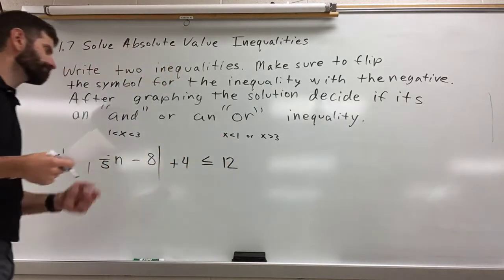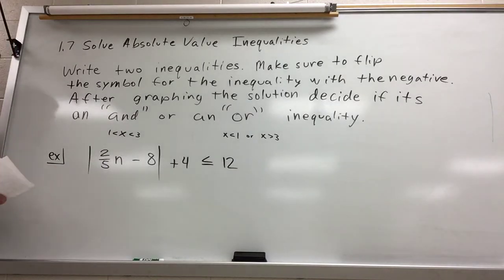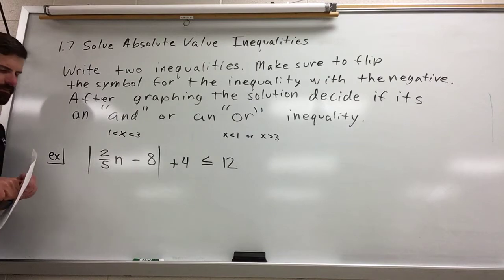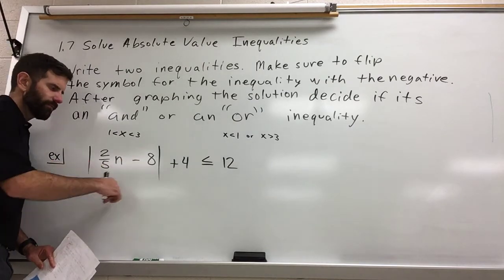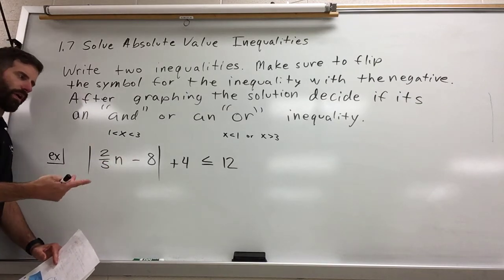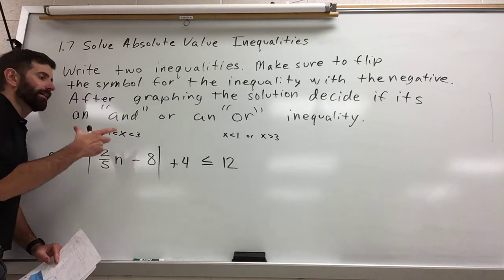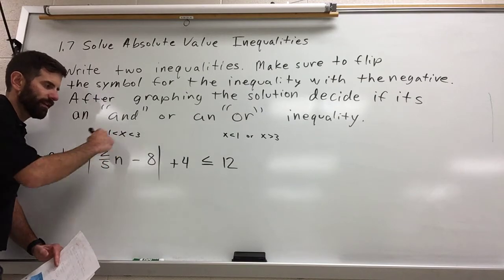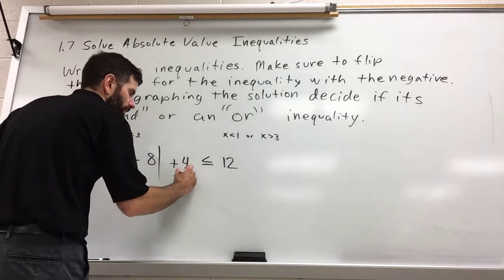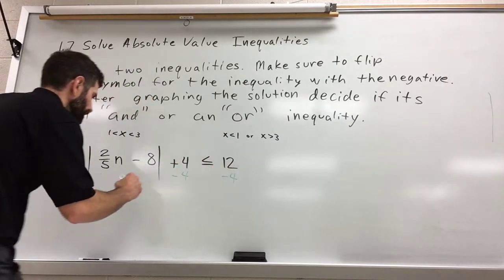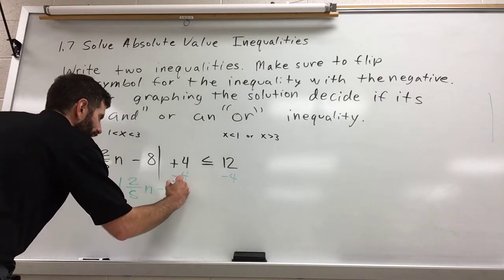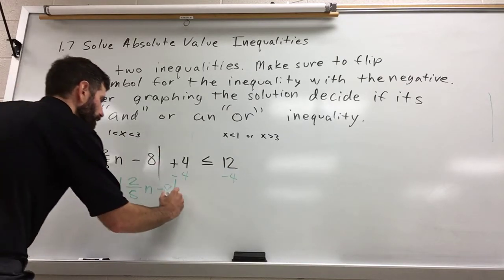Okay, so, hey, this is just what I was talking about. Do you see how it's not the absolute value bracket by itself? When you're working absolute value problems, you don't write your two equations or your two inequalities until the absolute value bracket is all by itself. So to do that, we are going to start out by subtracting the 4 over, in which case we now have absolute value of 2/5 n minus 8 is less than or equal to 8.